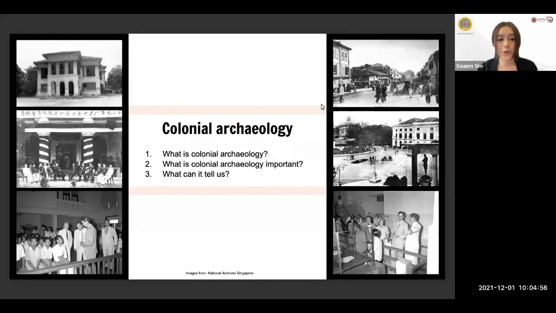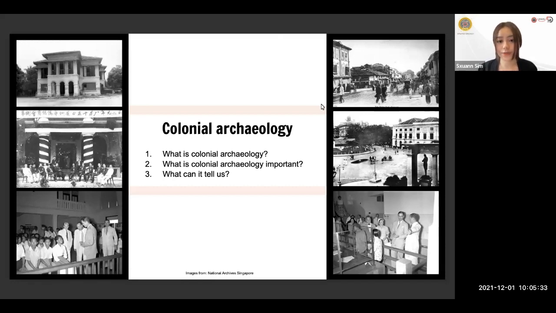Yes. So before we proceed, I think it is also important for us to first answer what exactly we mean when we say colonial archaeology, right? There are a couple of definitions out there, but to put it simply, I think colonial archaeology can be best defined as the study of the time and place of European rule over non-European land. The colonial period obviously differs from country to country, but typically in Southeast Asia and in Singapore, it happens sometime between the 19th century and the 20th century.